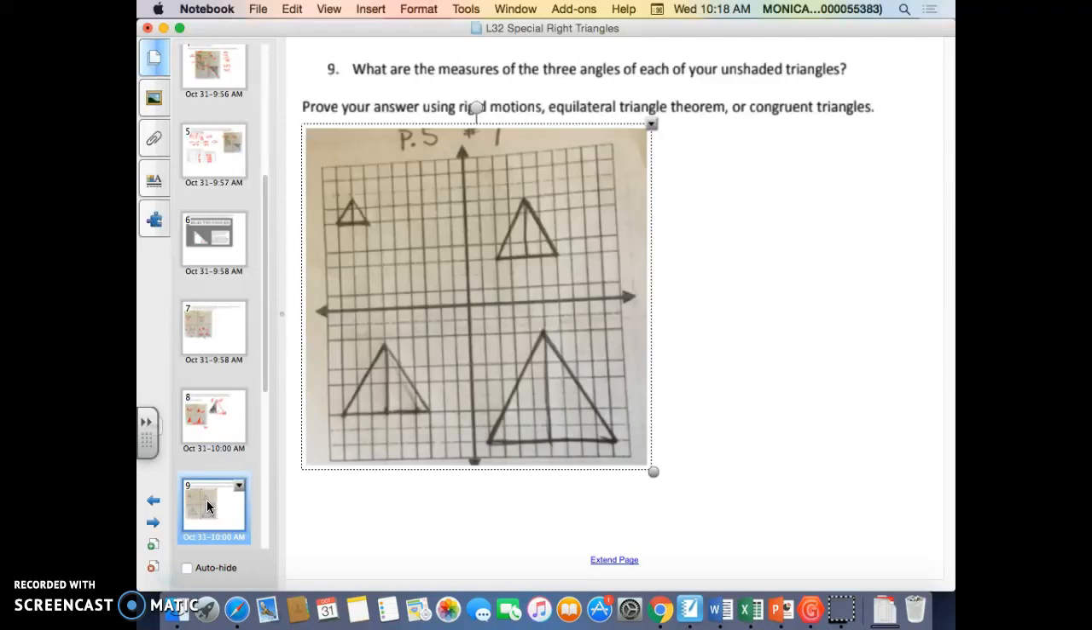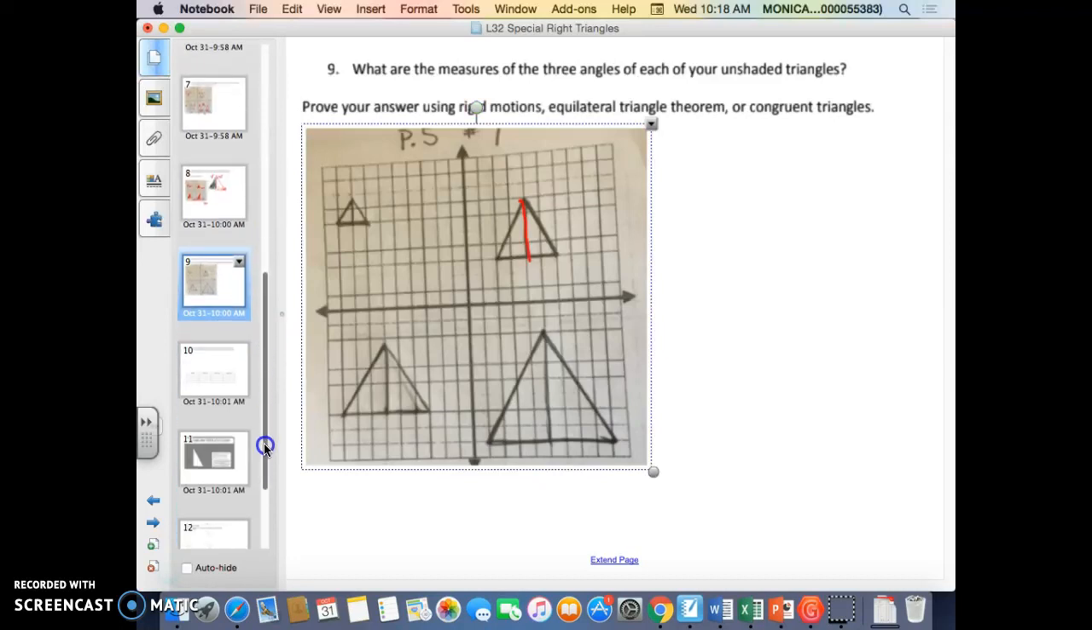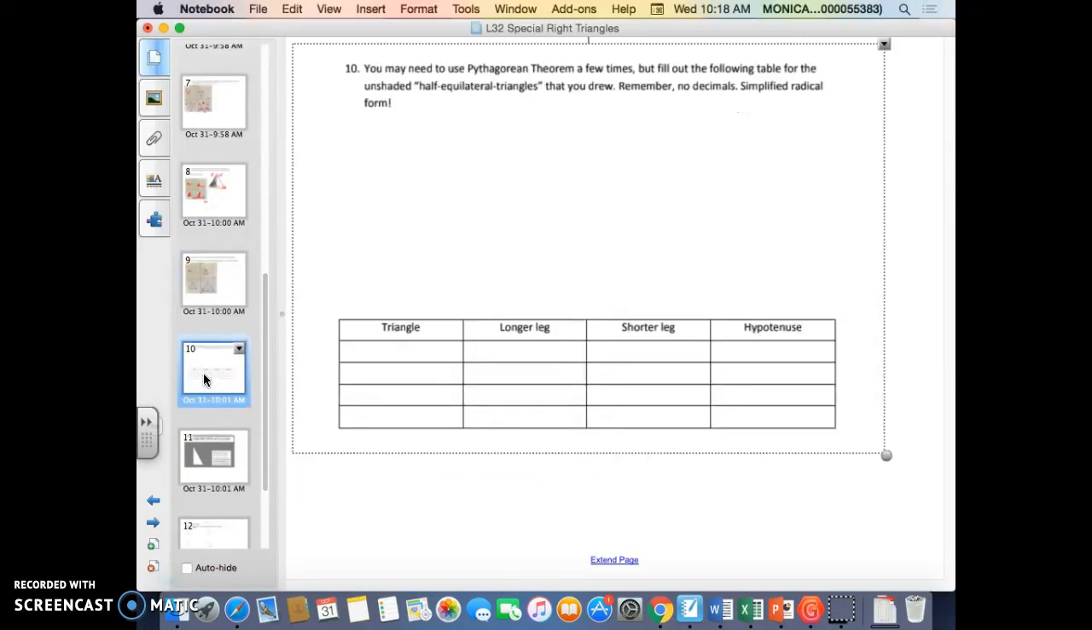Okay. So we know they're equilateral triangles. We know that when you cut an altitude down the middle, you have now created two equal triangles. And you can prove that by SSS, SAS, hypotenuse leg, all the different ways of proving that. So now let's go ahead and look at each half equilateral triangle and try to come up with the length of the hypotenuse.